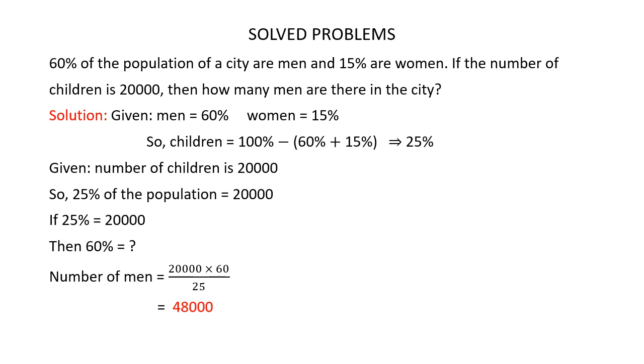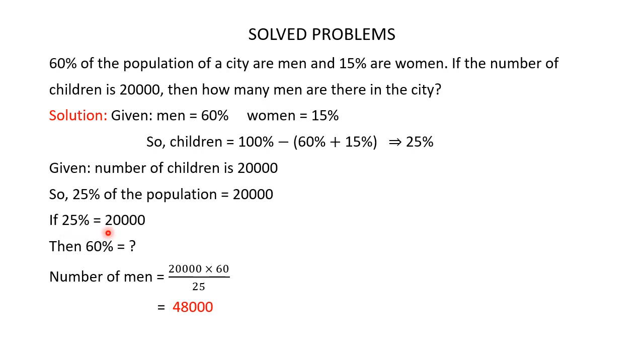Now we are asked to find out how many men are there in the city. So if 25% of the population is equal to 20,000, then 60% is equal to how much? Because we know that 60% is men.